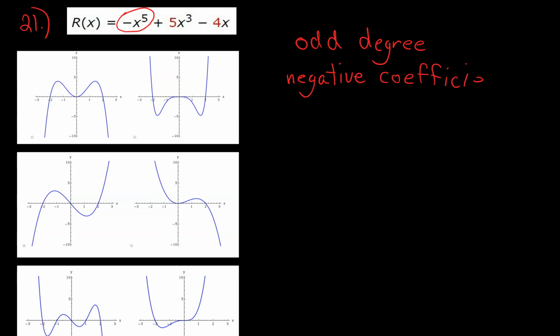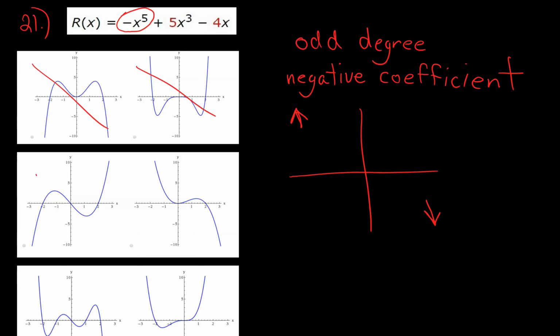So what's our end behavior going to look like? Well, since we've got an odd degree, the ends are going to go in opposite directions, and since we have a negative leading coefficient, that means it's going to go up to the left, down to the right. Okay, so immediately that gets rid of several choices here.